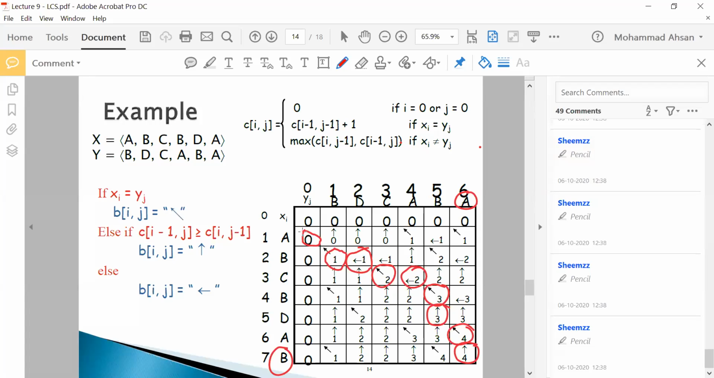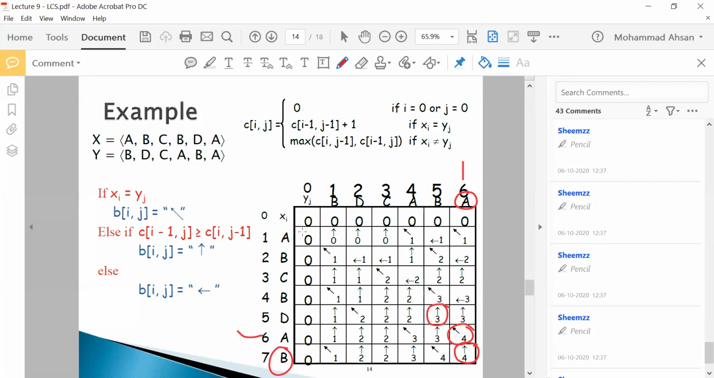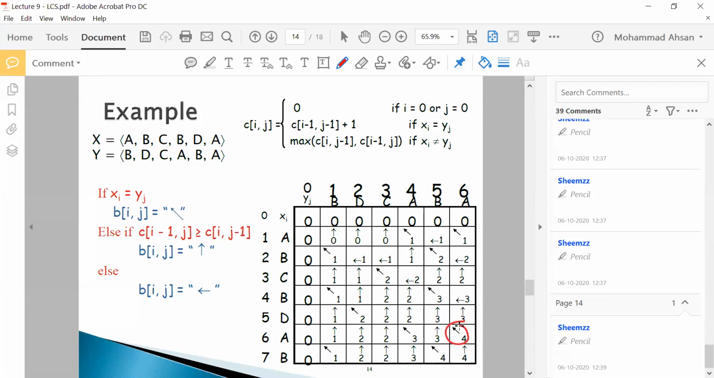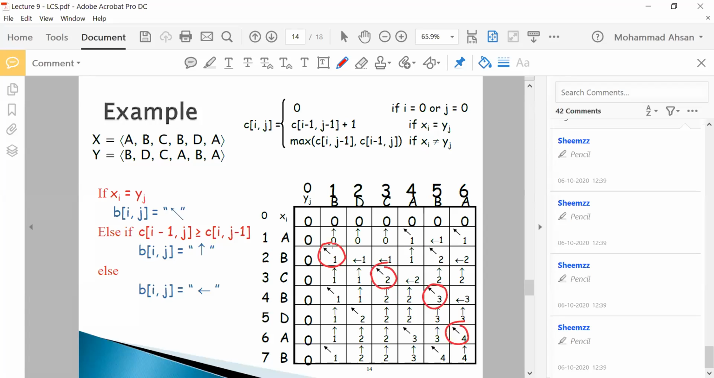Let me erase this and just mark the diagonal ones. So this is diagonal, this is the second, this is the third, and this is the fourth. If you see, B and B matches. C and C, this value that is circled, again B and B, and A and A. So BCBA is the longest common subsequence.